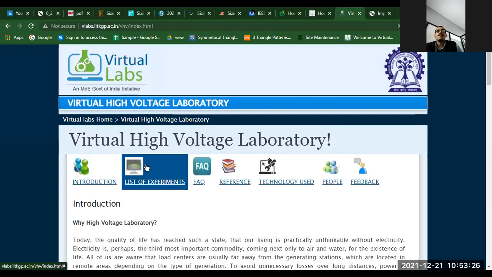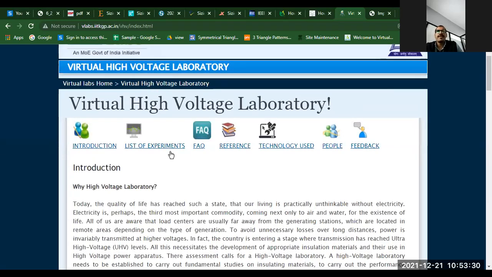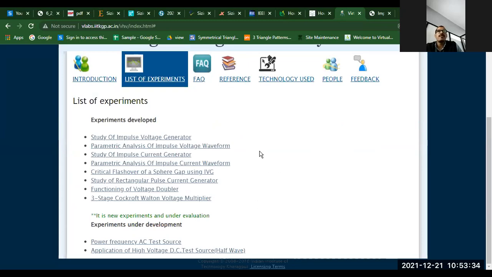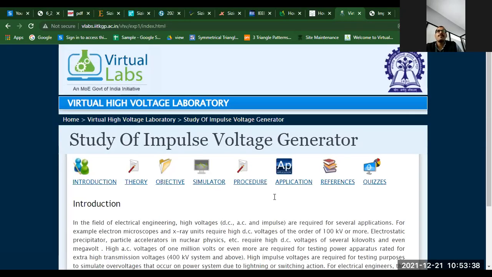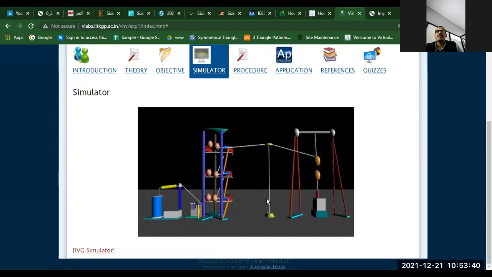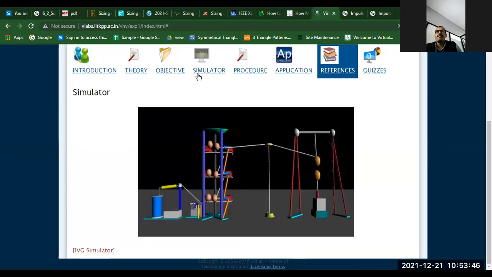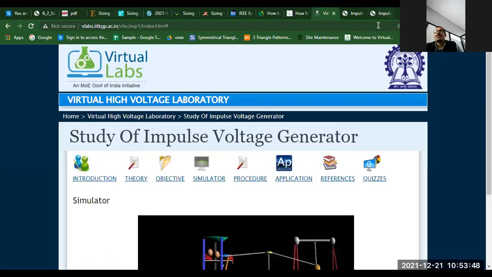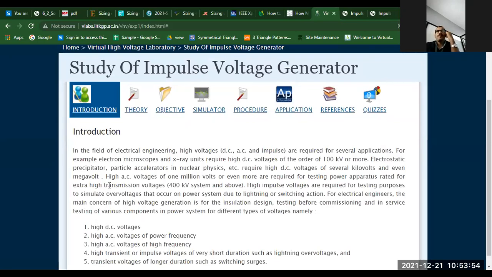So see, this is the virtual high voltage laboratory. I'll show you the list of experiments that are there. So this is the impulse voltage generator. I hope we will understand the impulse voltage generator first, and after that we'll go for the current generator. So we will understand the impulse voltage generator.